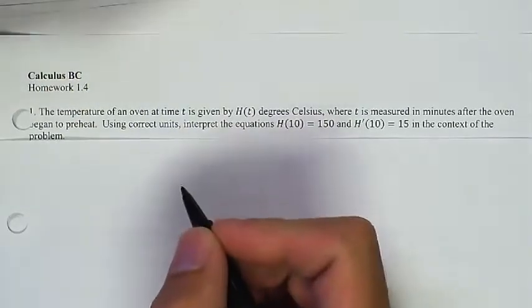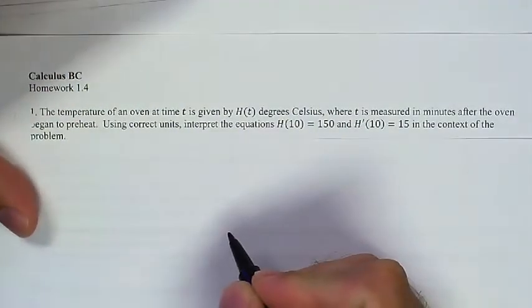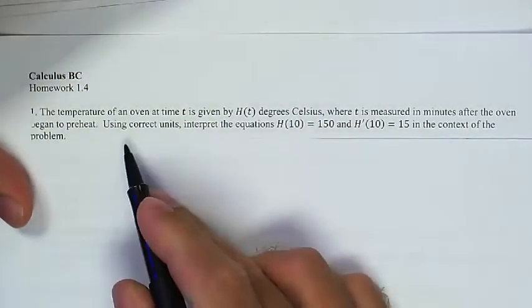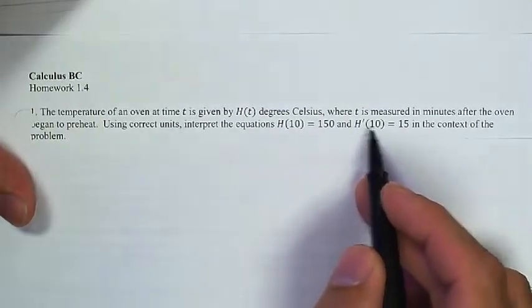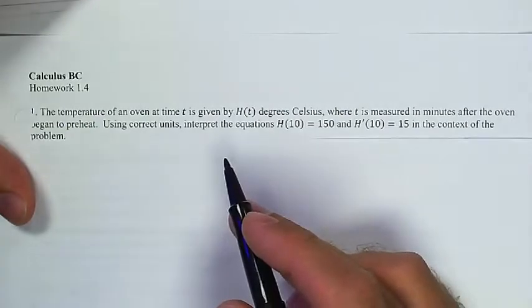Okay, so the first one is: the temperature of an oven at time t is given by h of t degrees Celsius, where t is measured in minutes after the oven began to preheat. Using correct units, interpret the equations h of 10 equals 150 and h prime of 10 is equal to 15 in the context of the problem.